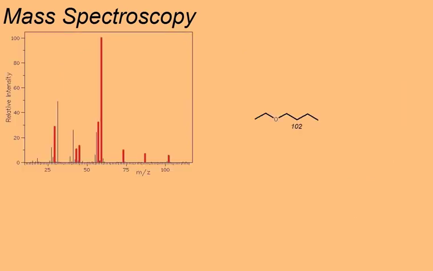Look at one more, an ether. Again, the polar covalent bonds and bonds adjacent to the polar covalent bonds are the ones most likely to break.